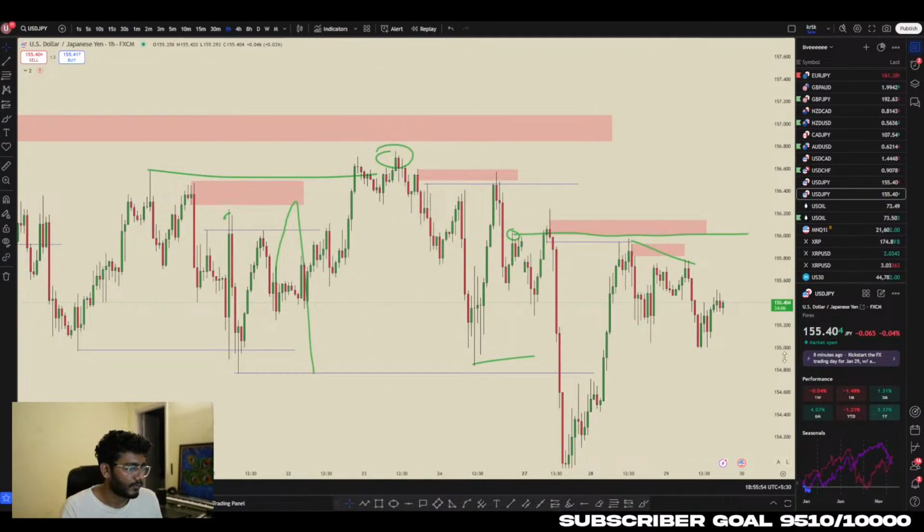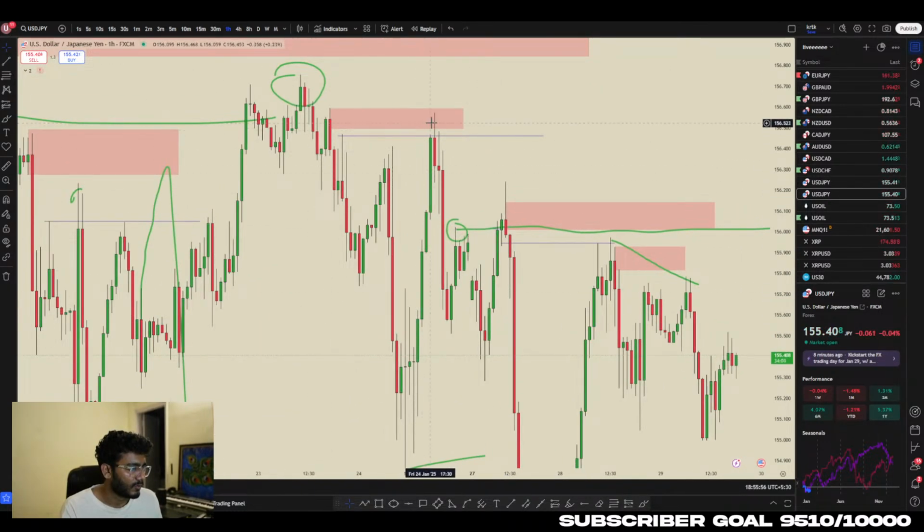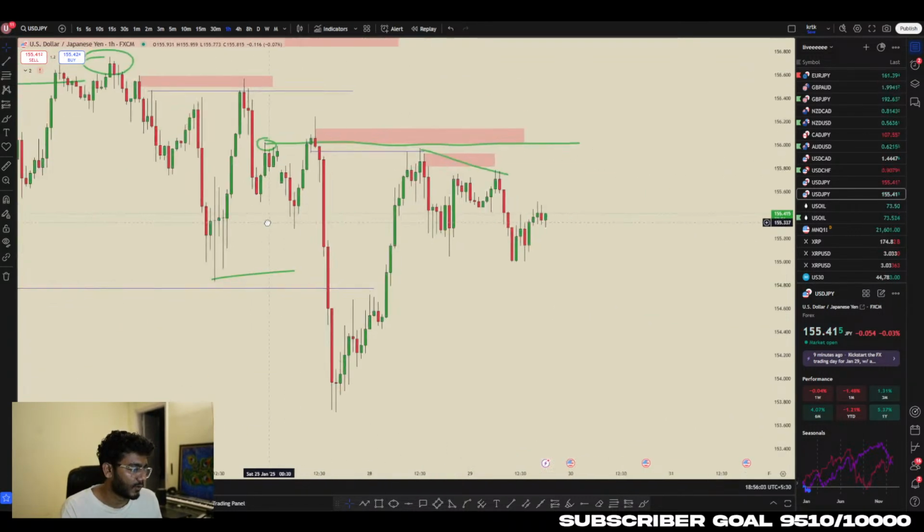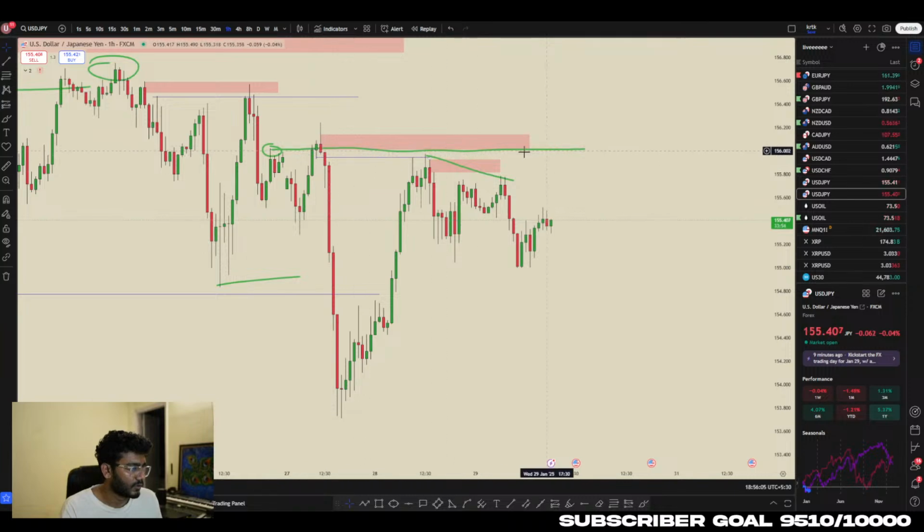Just like here, we can see price started to go down, but this was an order block which was not mitigated. So price came, fulfilled this order block, and then started to go down. I think I also gave this entry on live. So here also the same thing will happen.